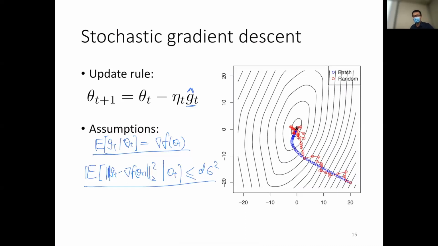Okay, so whenever we have these two conditions, there are appropriate choices of the sequence of learning rates such that stochastic gradient descent will converge, in expectation and with high probability, to somewhere near the optimal solution.